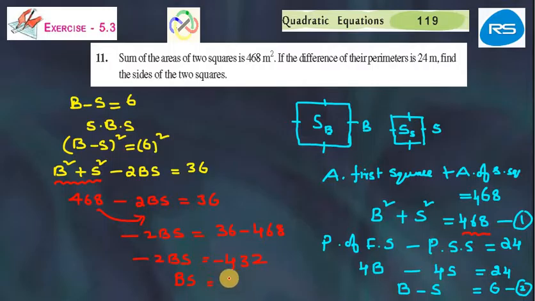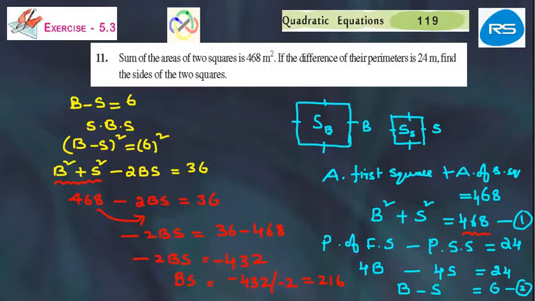So what I got, BS is equal to, this minus 2 is multiplying here. If it moves outside, it divides. So 432 by minus 2. If we divide this, minus minus will cancel, and you will get 216. So I think up to here it is clear to everyone. From both the equations, if I take squaring on both sides the second equation, I got the value of BS. Now here, question yourself.